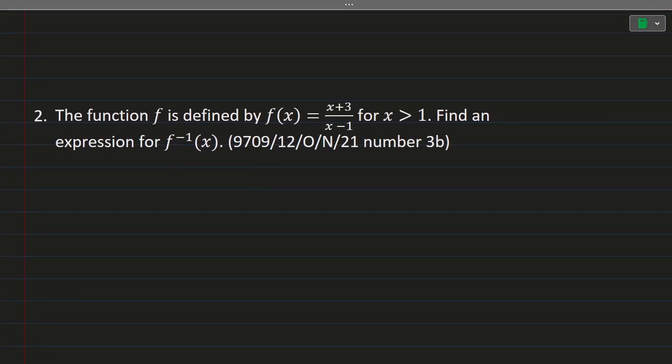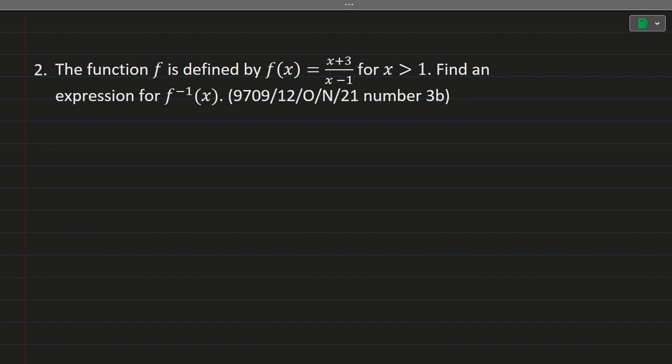Now let's move on to number 2. The function f is defined by f of x is equal to (x plus 3) over (x minus 1) for x is greater than 1. Find an expression for f inverse of x.